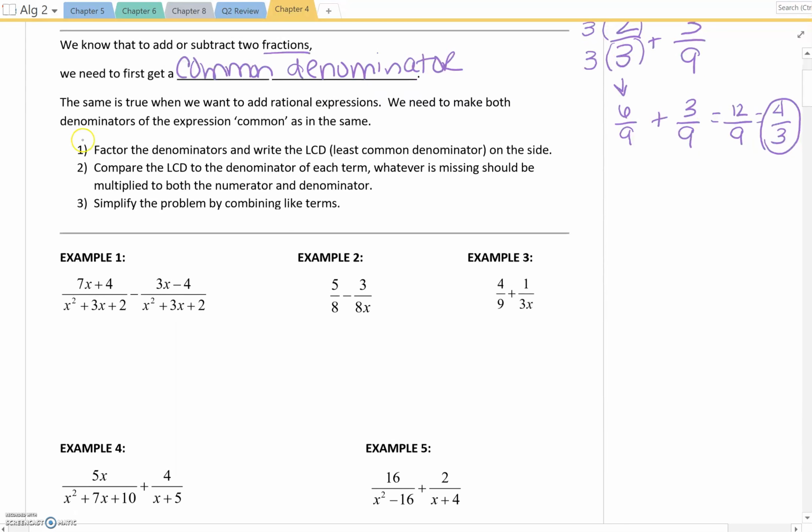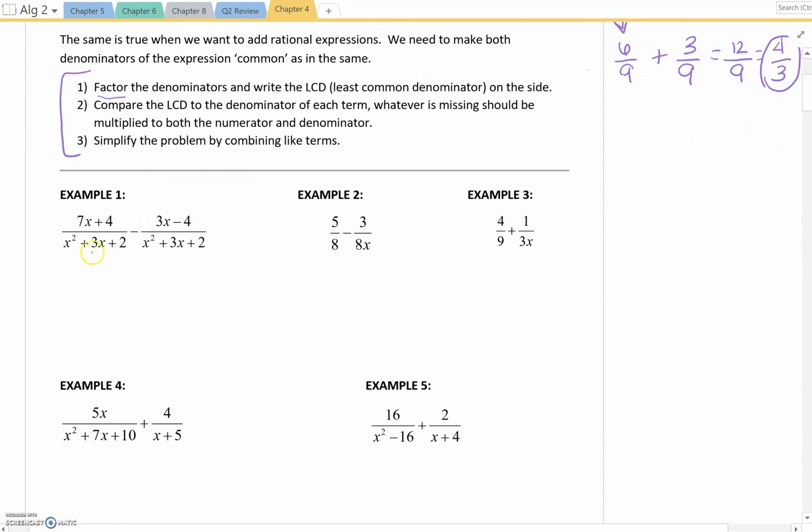So here are our steps. Most of these you will have to factor the denominators, figure out which factors they have in common, and then multiply by what factors they don't have in common. Okay, example 1 on the bottom, the denominators are the same, so we actually don't have to do anything.